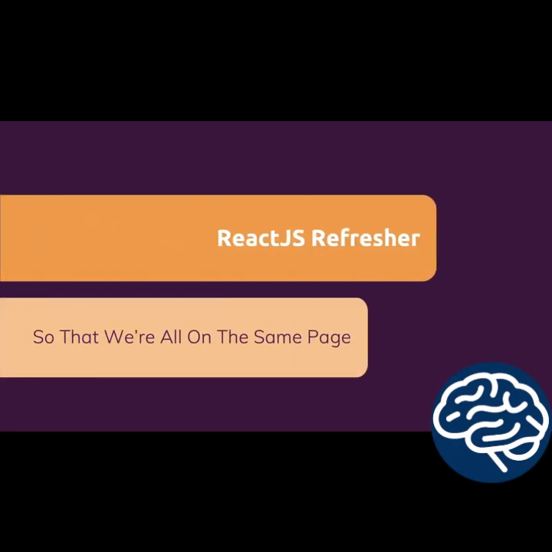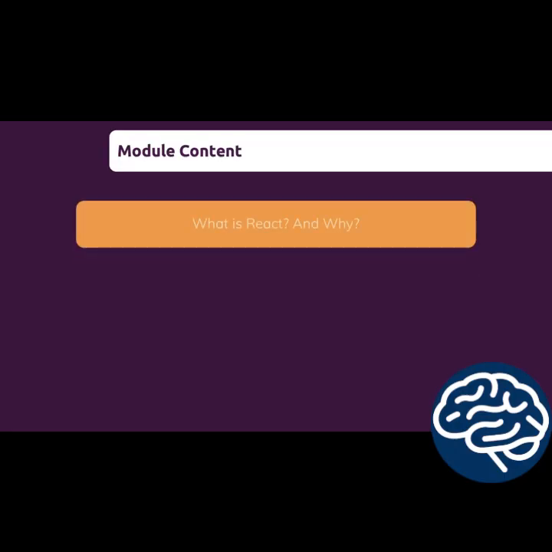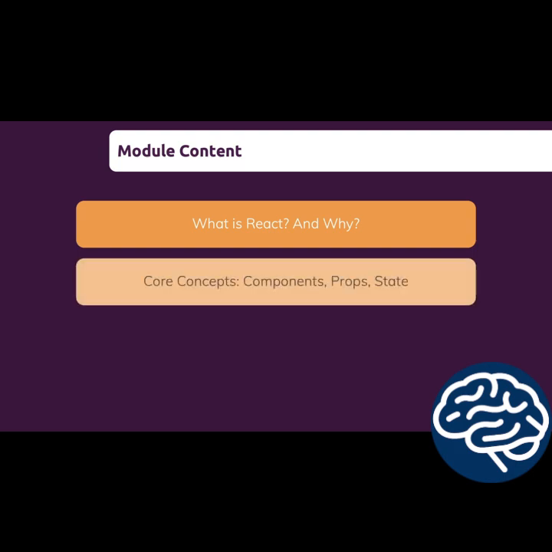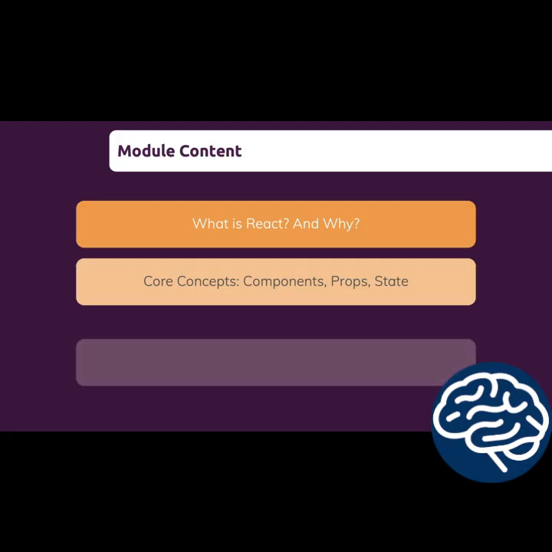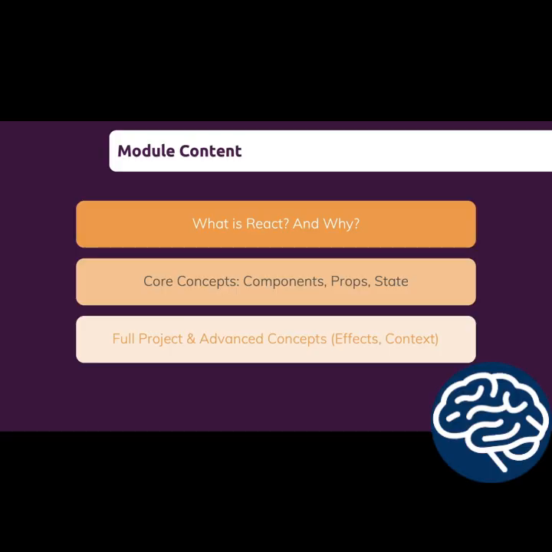Now, this course section is an optional one. This course section will be a refresher on React.js, and you can skip it if you already have a solid React.js foundation, for example, because you took my React the Complete Guide course. In this module, I'm going to make sure we're all on the same page by again exploring what exactly React is and why we use it, by diving into some core React concepts, components, props, and state. And we're going to build a full project and explore some advanced concepts like effects and context.